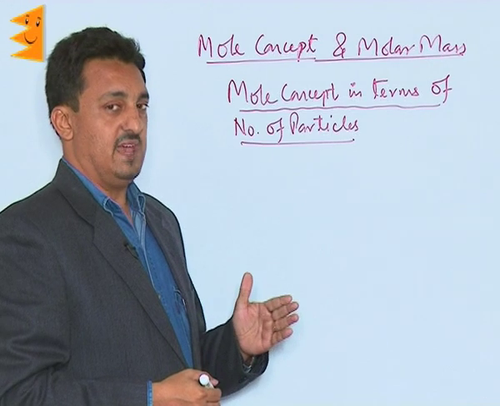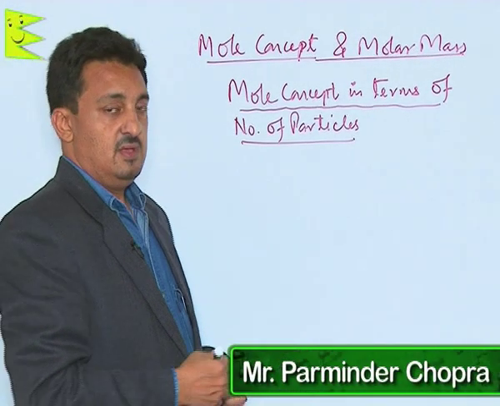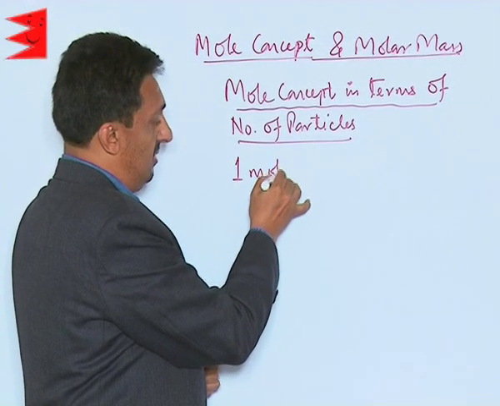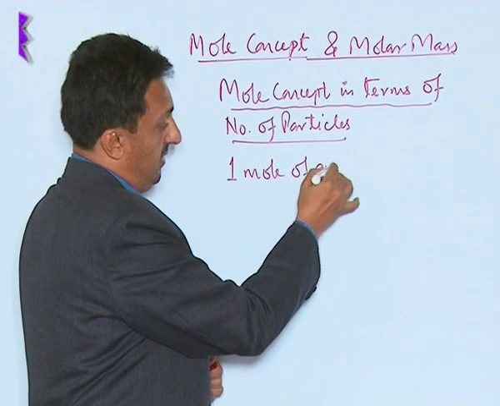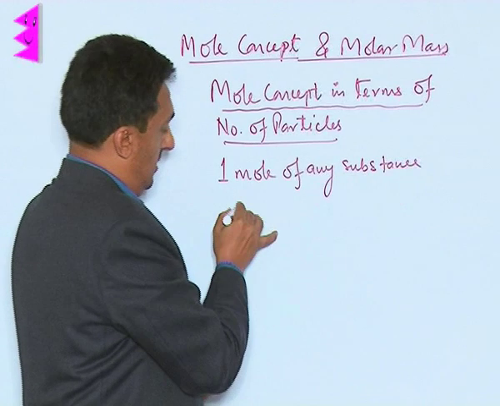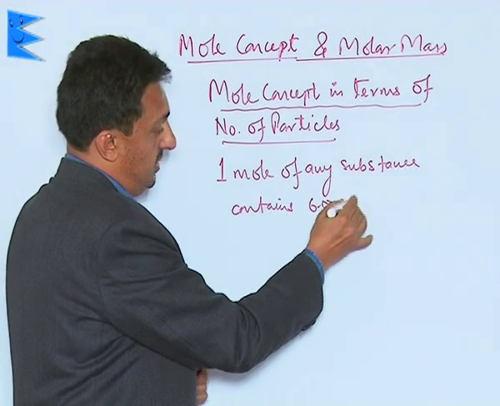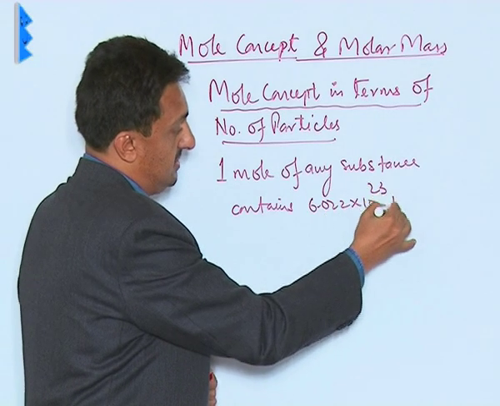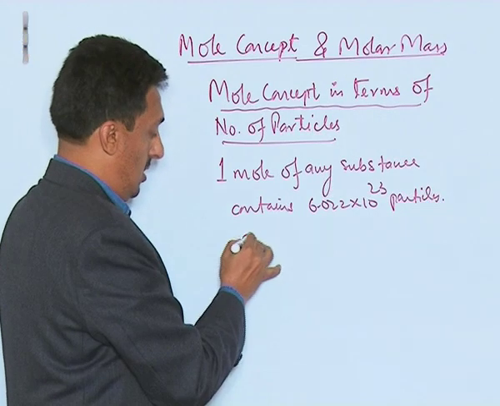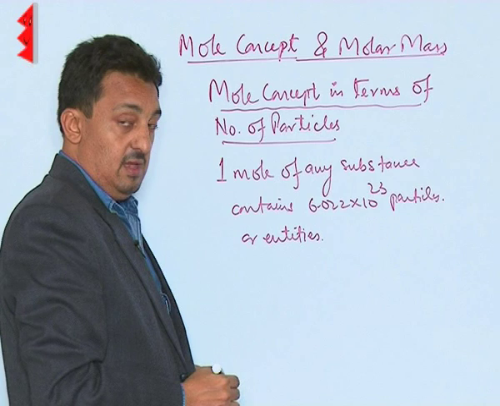Now let us do mole concept in terms of the number of particles. Always remember the one basic thing: 1 mole of any substance contains 6.022 into 10 to the power 23 particles or entities. It means what?